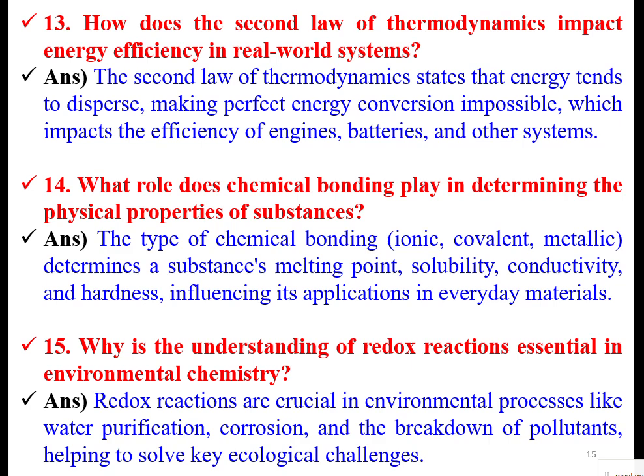The second law of thermodynamics states that energy tends to disperse, making perfect energy conversion impossible, which impacts the efficiency of engines, batteries, and other systems. What role does chemical bonding play in determining the physical properties of substances? The type of chemical bonding, like ionic bond, covalent bond, and metallic bond, determines the substance's melting points and other properties.